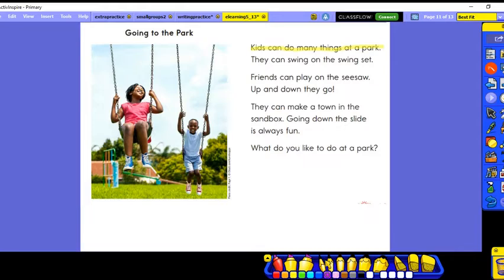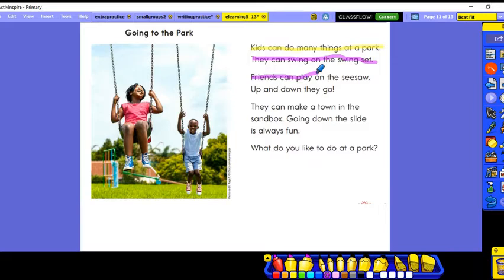Okay. They can swing on a swing set. That's an important idea. That's something that kids can do at the park. Excuse my very curvy line. So the main idea is kids can do many things at the park. One detail is they can swing on the swing set.